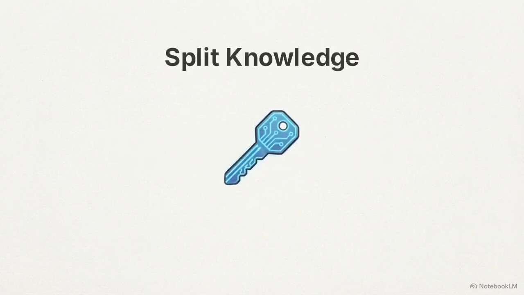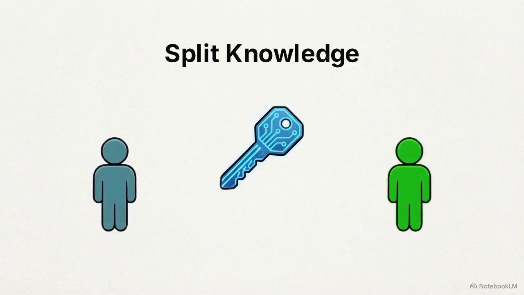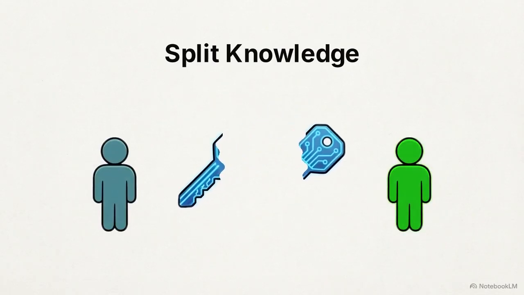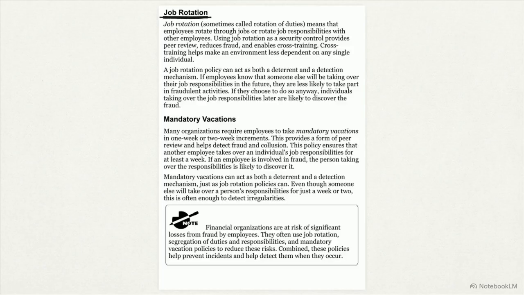When we functionally combine segregation of duties with two-person control, we achieve split knowledge. The data or privilege required to execute a secure command is fractured across multiple users. By mathematically engineering the need for collusion, organizations ensure that fraudulent activities become logistically complex to orchestrate and highly detectable to auditors. Moving to personnel-based controls, this section details job rotation.